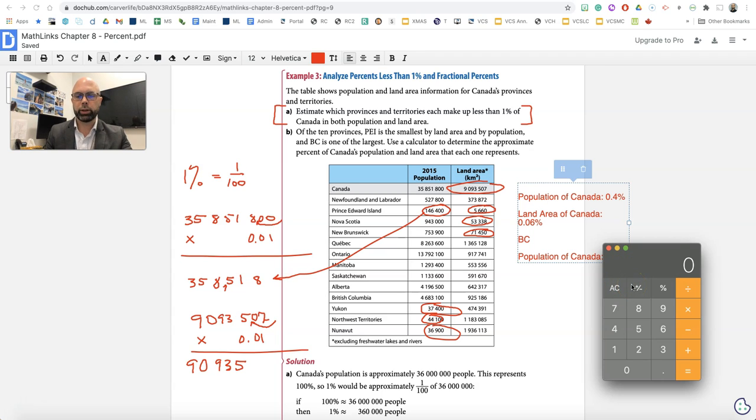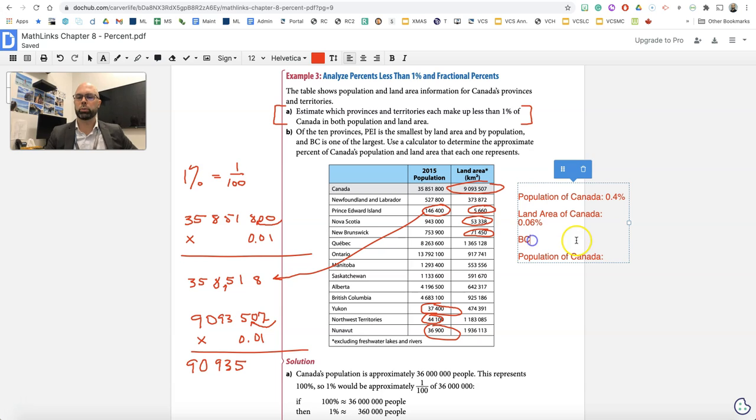We'll type in British Columbia, 4,683,100 divided by 35,851,800. Oh, 13%. Okay. I was 1% off. 13, and then we can round this 06 to 1. So we'll say 13.1%. My favorite number. Very nice, BC.